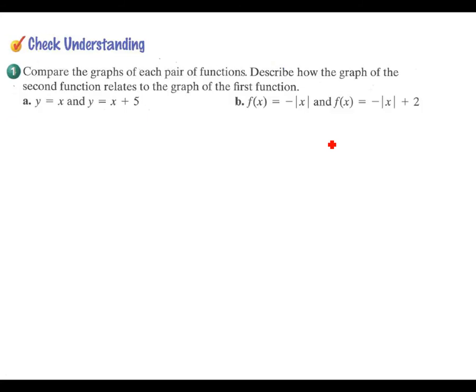All right? So see if you can use the same thinking and graph y equals the absolute value of x plus 5 and f of x equals negative the absolute value of x plus 2, a and b. Try those for your understanding check.